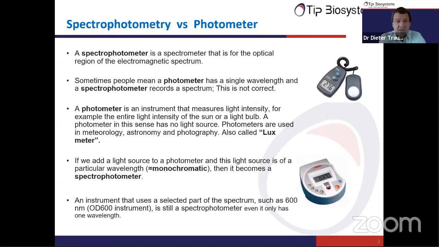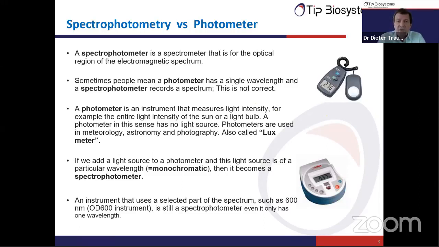A spectrophotometer is a spectrometer for the optical region of the electromagnetic spectrum. Sometimes I hear people say that a photometer has a single wavelength and a spectrometer is an instrument that records a spectrum. This type of thinking is very often used, but it's actually not really correct.